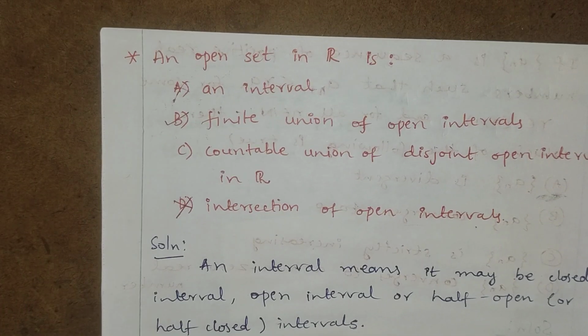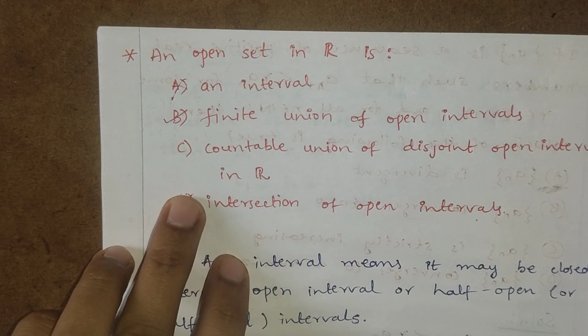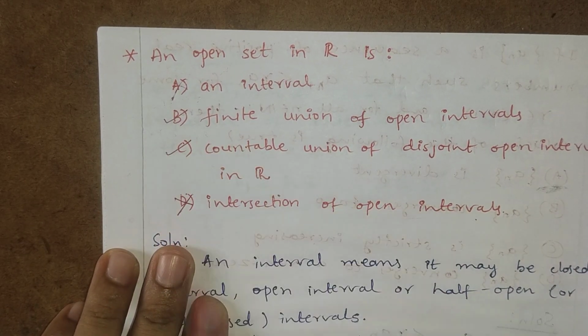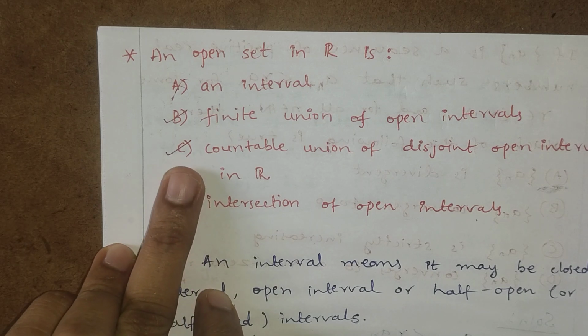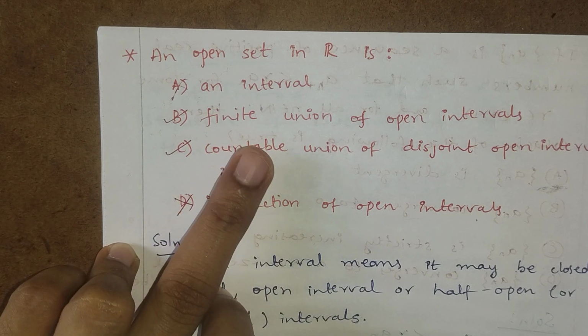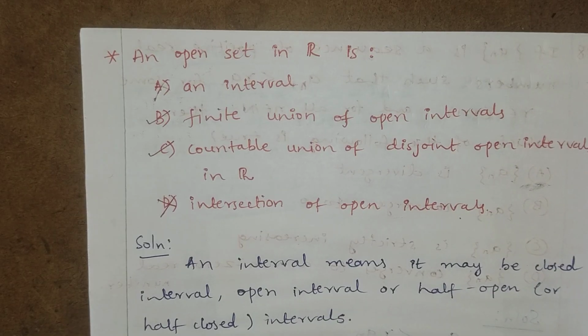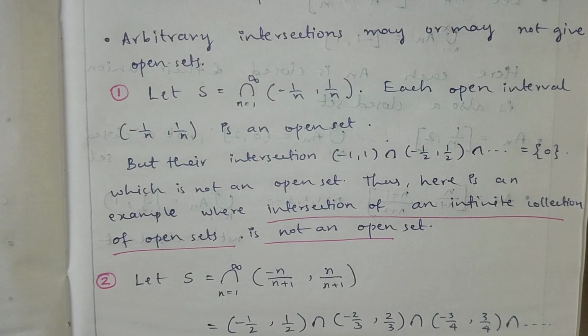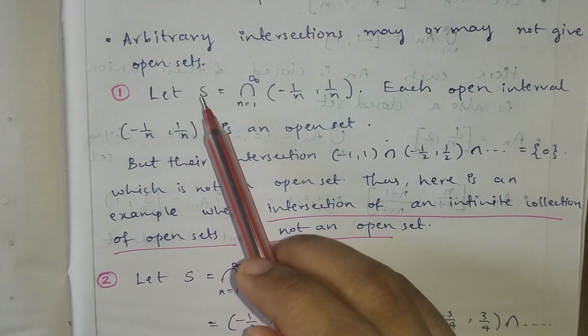So here options B and C are correct. Countable union of disjoint open intervals is also open. Finite union of open intervals is also open. So I have given the answers for the above questions. Now let us discuss some additional information.